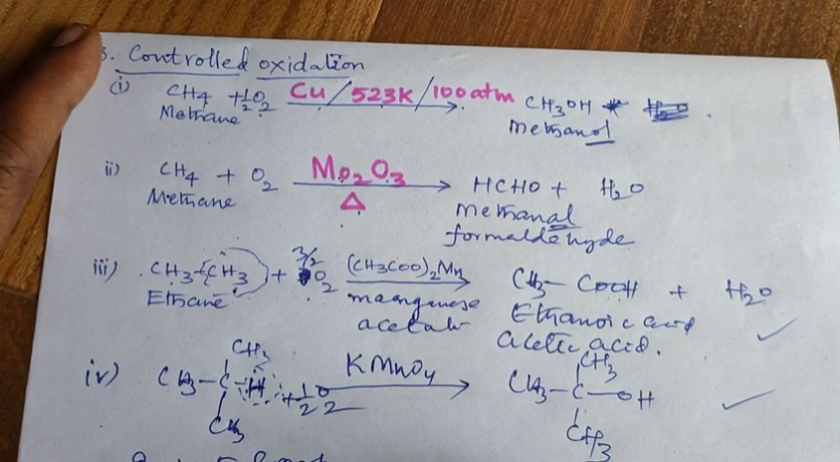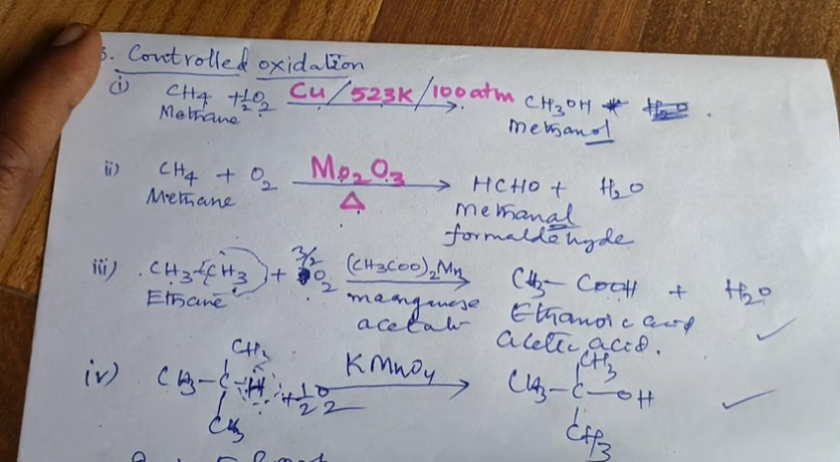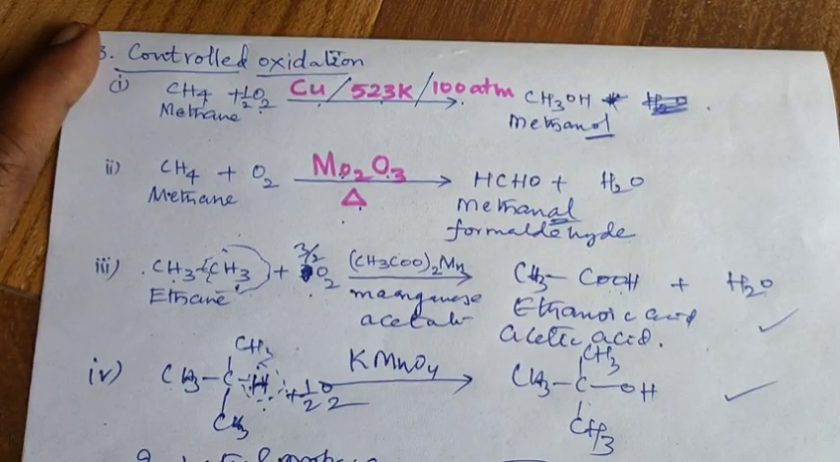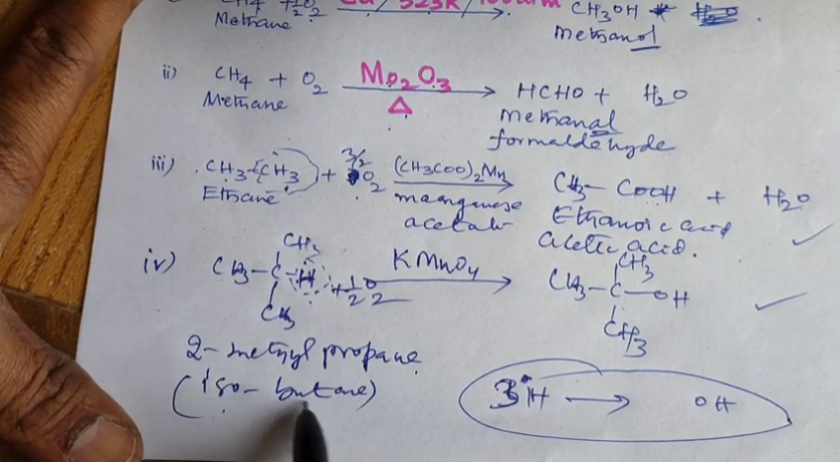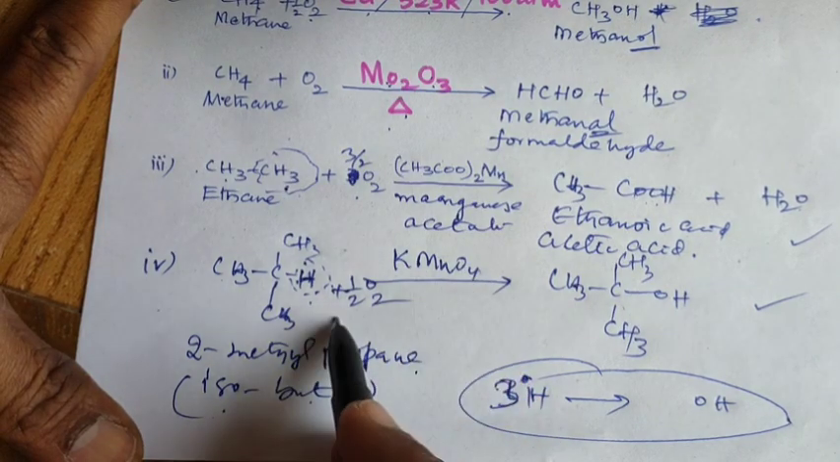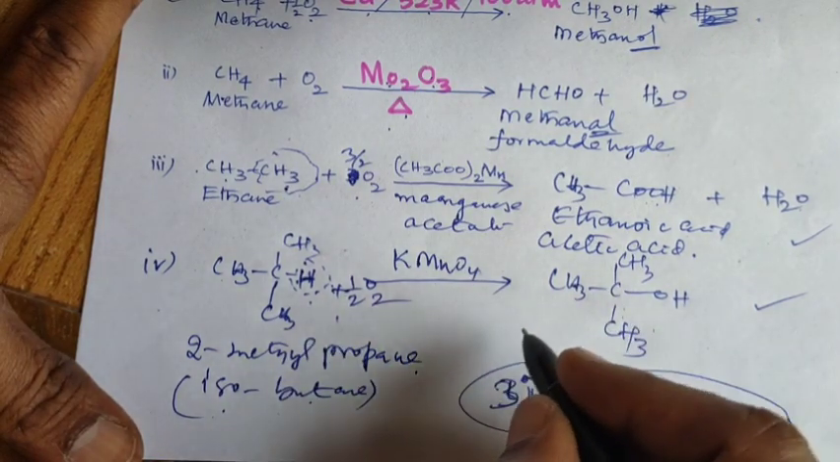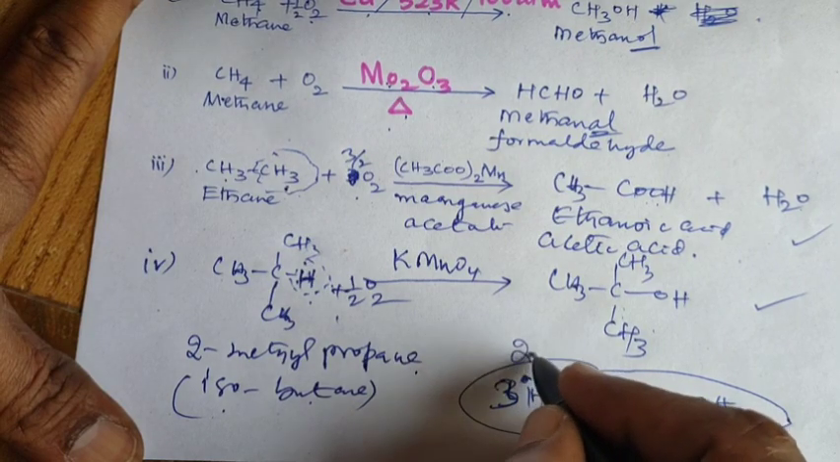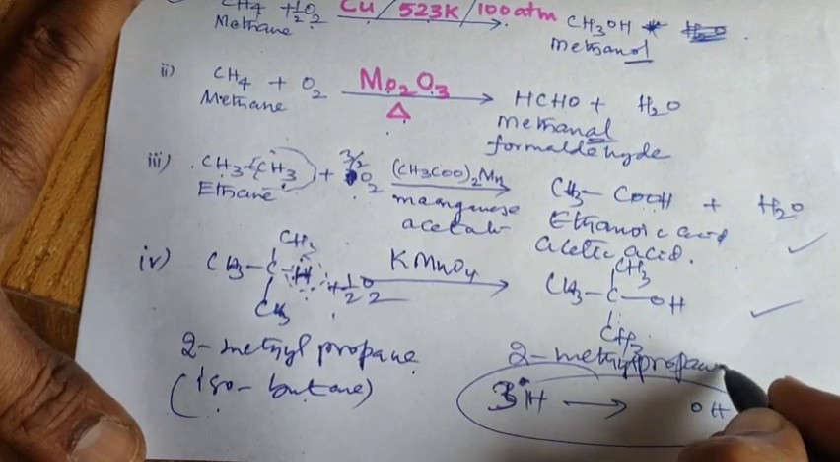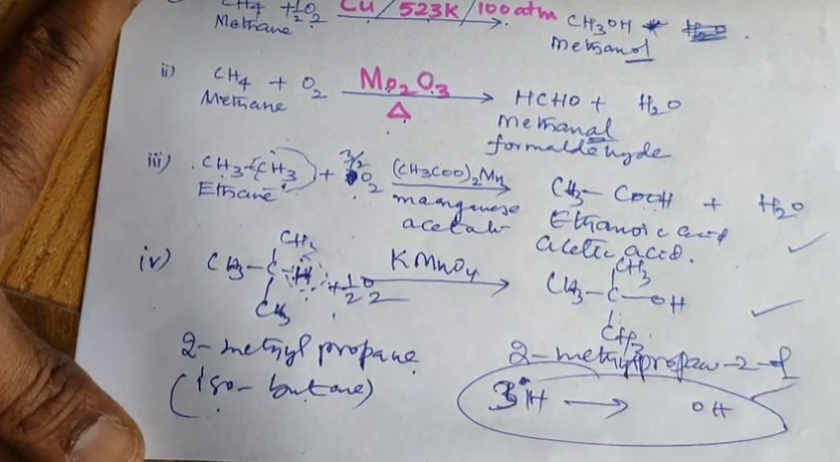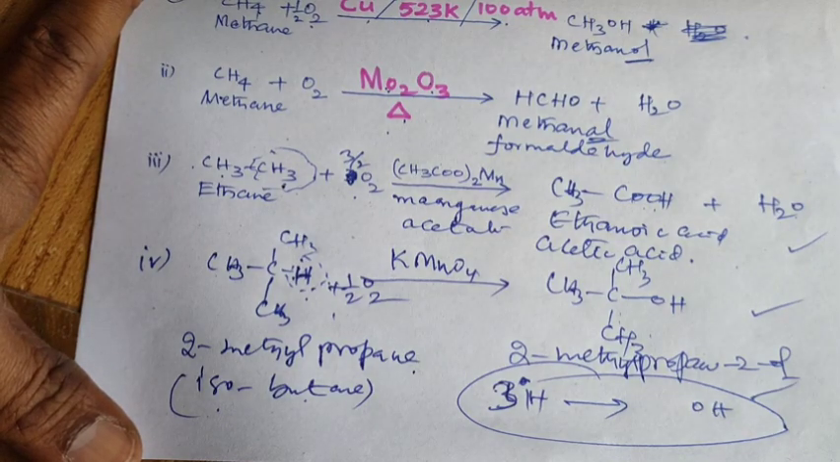What is this one? Alcohol is produced, and which is very reactive? Tertiary hydrogen is oxidized to OH group in this reaction. This you have to practice. Yes, 2-methylpropane or isobutane with KMnO4, half mole oxygen. You got this one. Its name is 2-methylpropan-2-ol, or tertiary butyl alcohol. It is a tertiary alcohol.